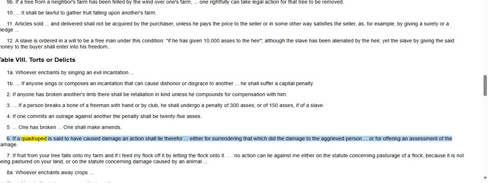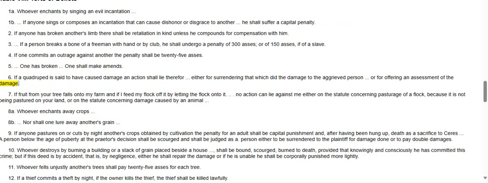6. If a quadruped is said to have caused damage, an action shall lie therefore, either for surrendering that which did the damage to the aggrieved person, or for offering an assessment of the damage. 7. If fruit from your tree falls onto my farm and if I feed my flock off it by letting the flock onto it, no action can lie against me either on the statute concerning pasturage of a flock, because it is not being pastured on your land, or on the statute concerning damage caused by an animal.